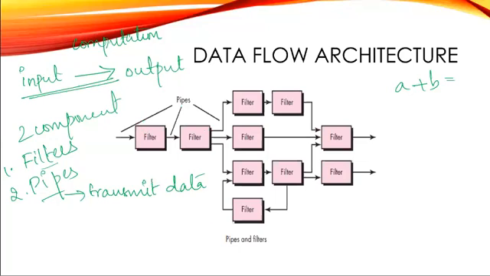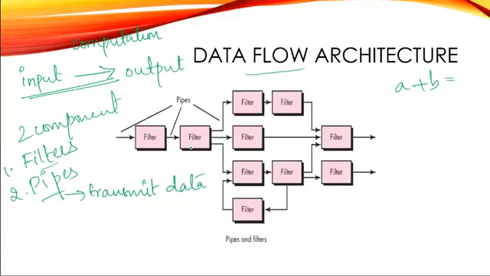Now these filters do not require any knowledge of the working being done by the neighbor filter. They do not require any knowledge whether it is doing A plus B, A minus B, whatever computation is done, it is none of their concern. They are just going to do the job that is assigned to that particular filter. Two important components are there, filters and pipes. Filters are just going to perform computations and transform, and they do not require any knowledge of the other filters, whereas pipes are just going to transmit this data.